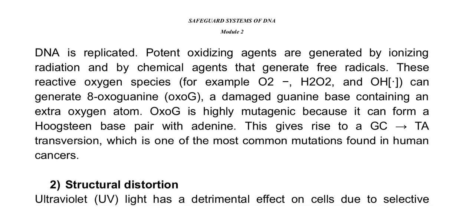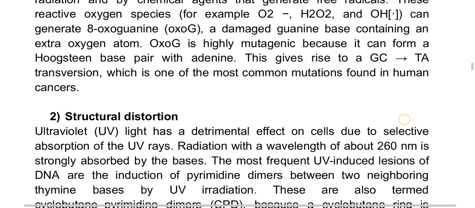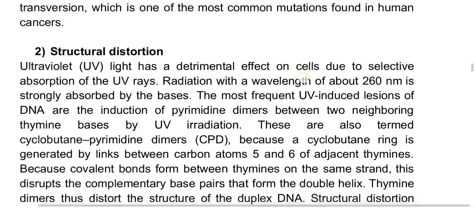Potent oxidizing agents are generated by ionizing radiation and by chemical agents that generate free radicals. These reactive oxygen species, for example H2O2 and OH, can generate 8-oxoguanine, a damaged guanine base containing an extra oxygen atom. Oxo-G is highly mutagenic because it can form a Hoogsteen base pair with adenine. This gives rise to a GC to TA conversion, which is a transversion, one of the most common mutations found in human cancers.